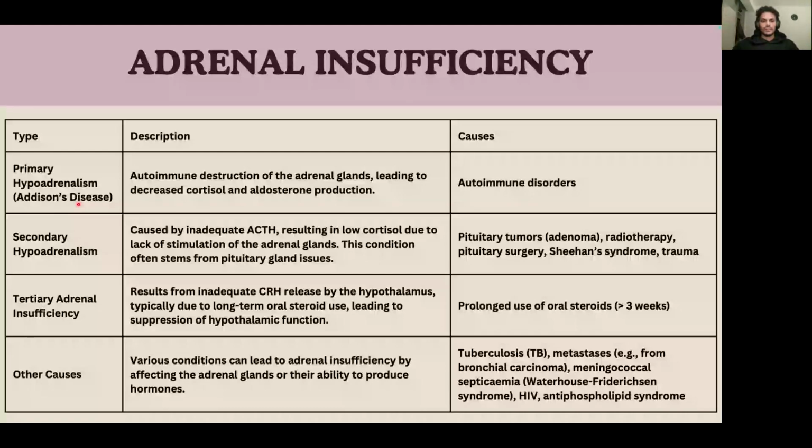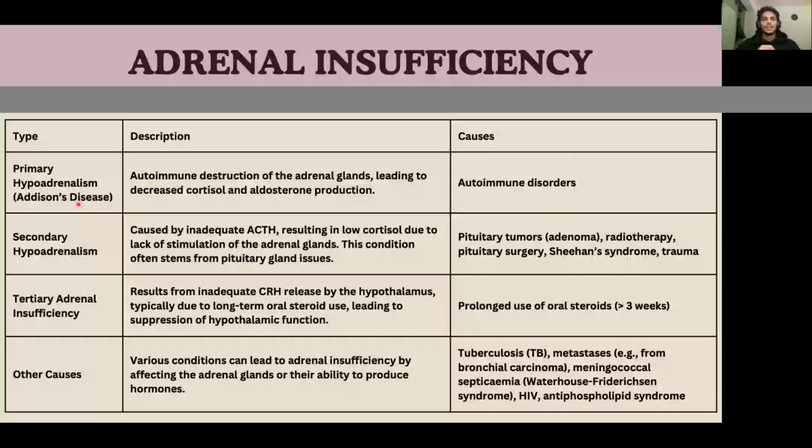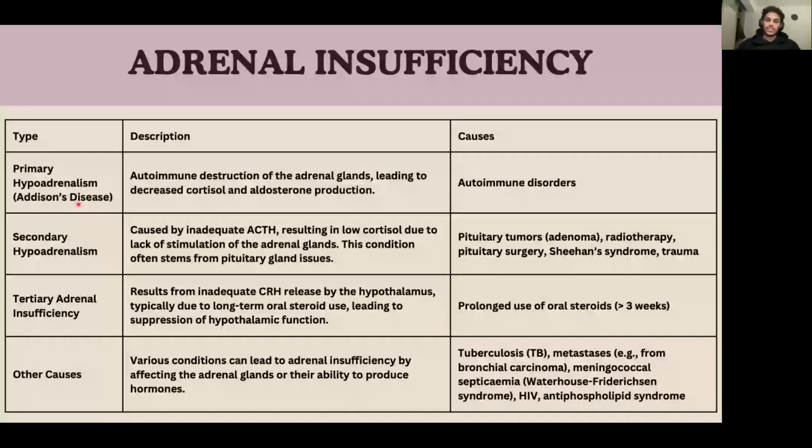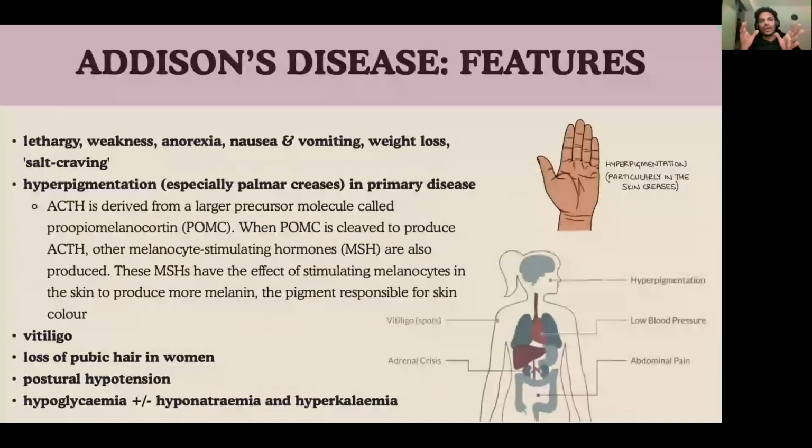So now we're moving on to the features. You have the non-specific symptoms that we mentioned earlier, and hyperpigmentation of the palmar creases, and this is pretty pathognomonic for Addison's disease or adrenal insufficiency. And we've got the explanation here. The explanation isn't really high yield, but I guess it helps you remember. The large molecule that ACTH is derived from, POMC, is cleaved, and it also produces melanocyte stimulating hormone.